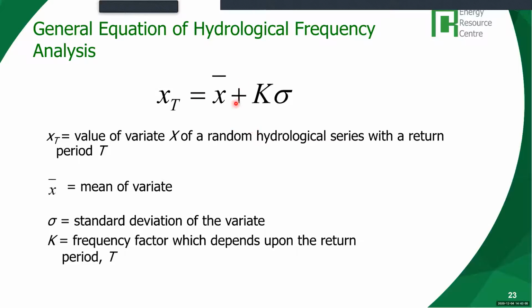We use the equation: the mean of all the discharge time series, plus K, the frequency factor. This frequency factor depends on the frequency distribution function, like normal distribution, log normal distribution, Pearson, log Pearson, Gumbel, extreme value. These are statistical frequency distribution curves used in flood frequency analysis. Then we multiply that with the standard deviation of the data. So this is the general equation we use.